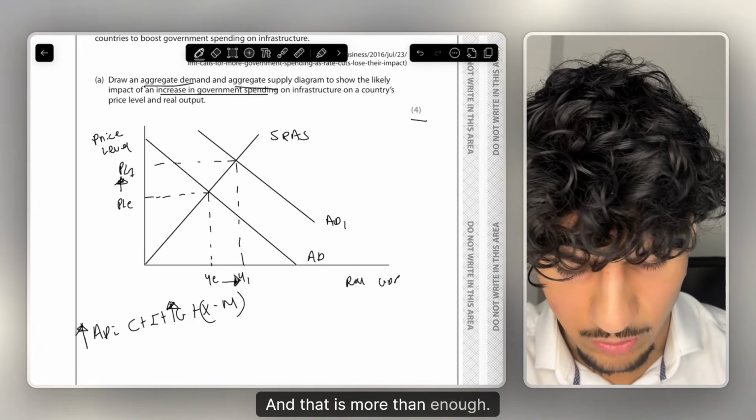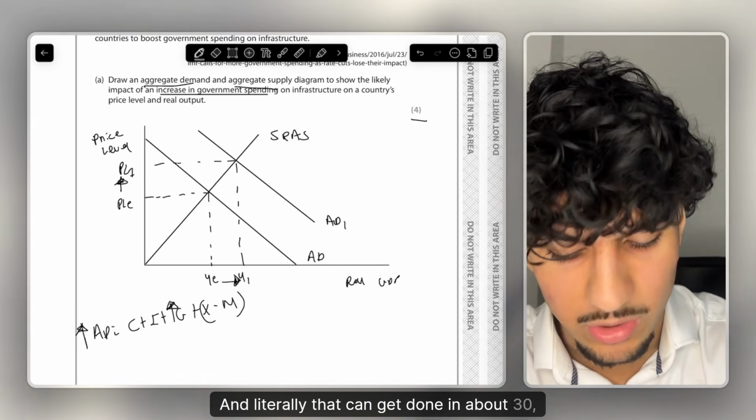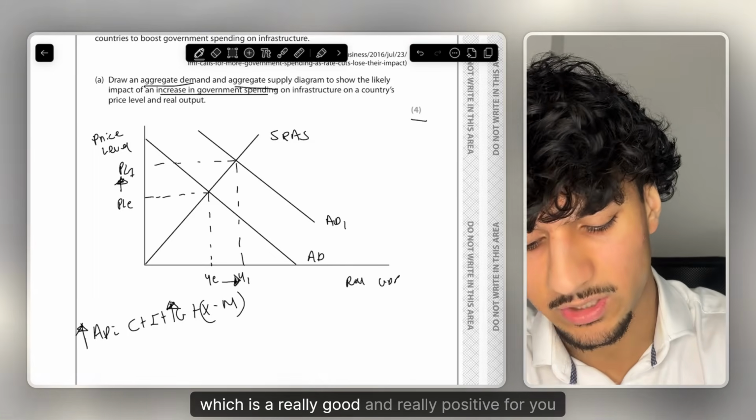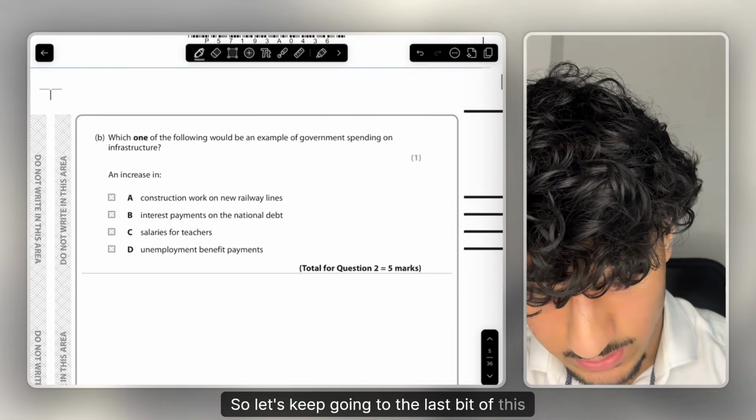I'm just going to show an increase in price level and also an increase in real GDP, and that is more than enough, and that is all you need for 4 out of 4 marks. Literally that can get done in about 30-40 seconds, which is really good and really positive for you to have a surplus of time on the other questions. So let's keep going to the last bit of this question 2.